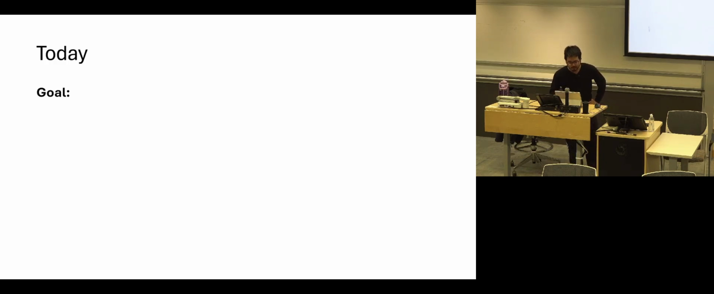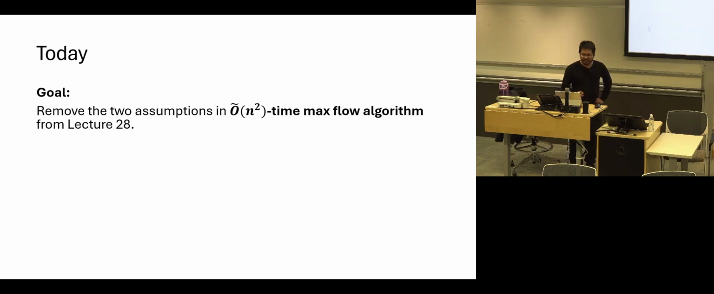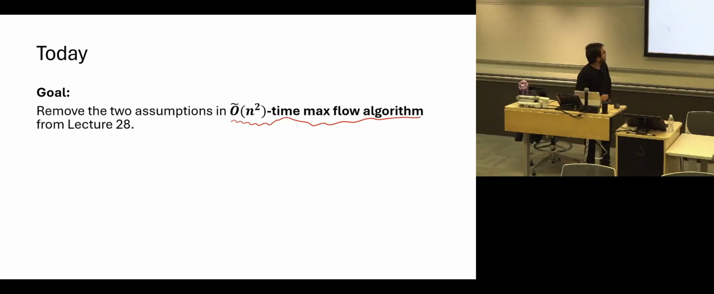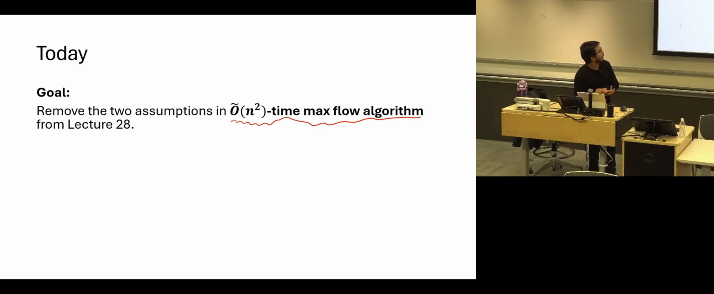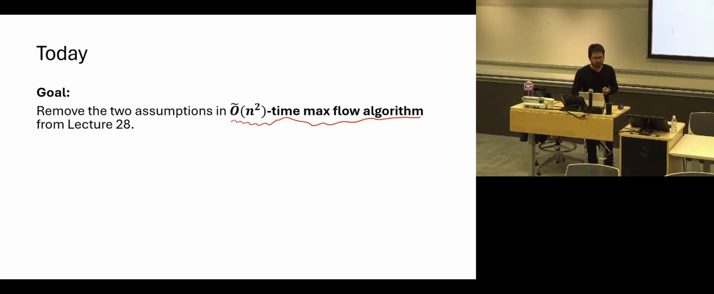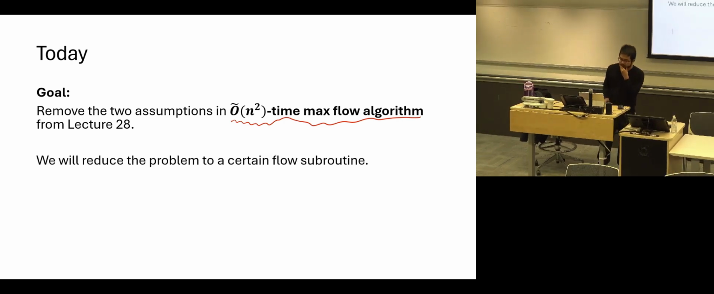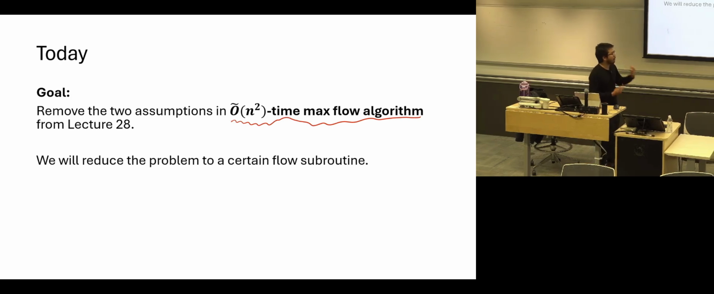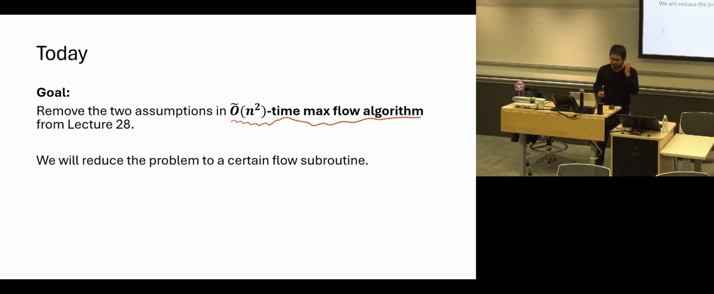Well, last time we have seen how to do n square max flow, right? But in this algorithm, we actually assume two things. There's some assumption, and we want to remove that assumption today. We will not completely remove it. We will actually reduce it to some flow subroutine, and then next class we will finally solve that flow subroutine when we are really done. Okay. So that's the goal for today.